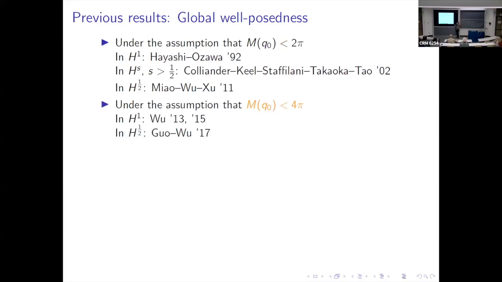The answer is no. And it actually took a very long time to break this threshold, 20 years. Then the next big group of results proved global well-posedness under the assumption that the mass was less than 4 pi in H^1 and then in H^{1/2}. Again, is that optimal? Before I tell you if it's optimal or not, I need to tell you that 4 pi actually has a significance here. 4 pi is exactly the mass of the algebraic soliton.